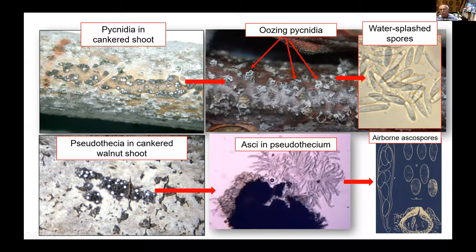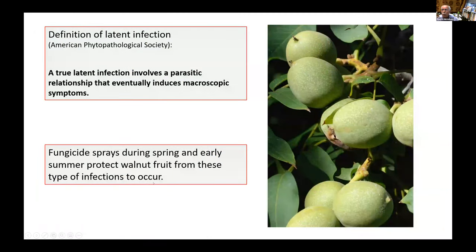which is the pseudothecia, very similar to pycnidia, a little smaller, but these produce little sacs with 8 spores, the ascospores, that become airborne. So these fungi in walnuts can spread both ways, with water splashed spores and also by airborne spores. Now, what happens when these spores are in the orchard, flying and splashing?